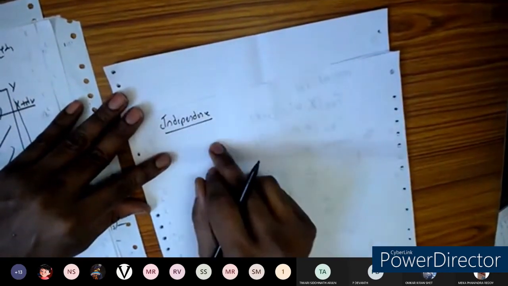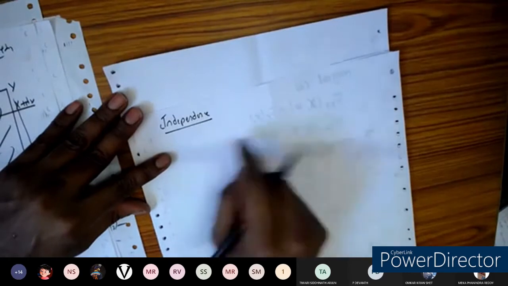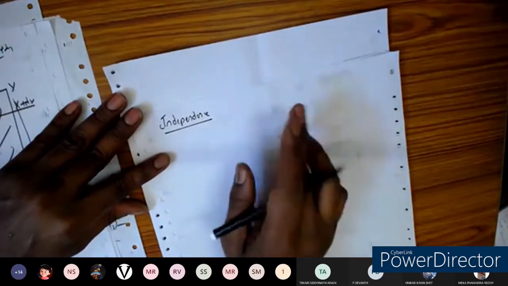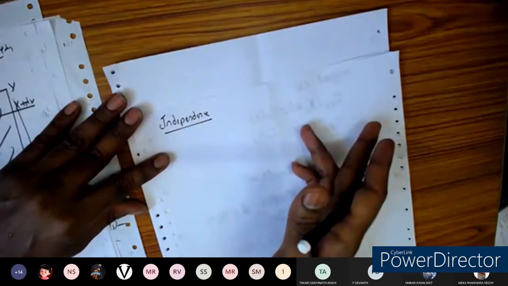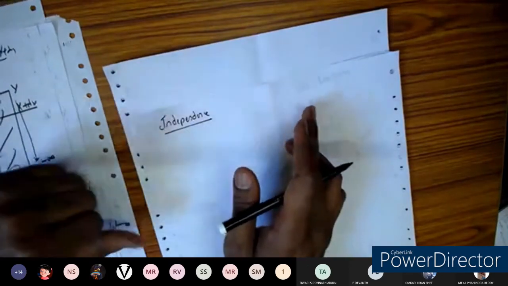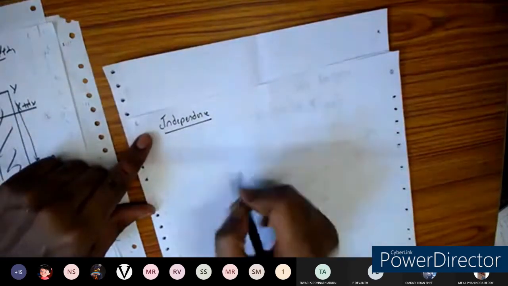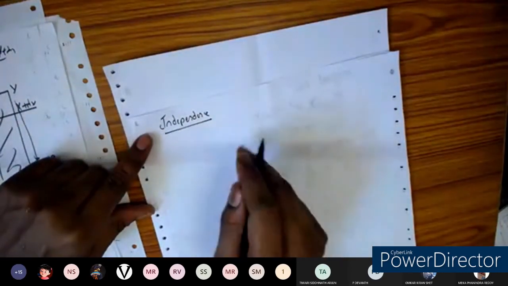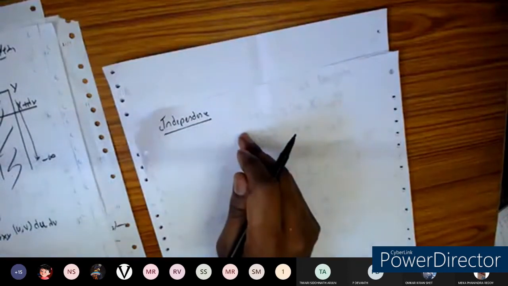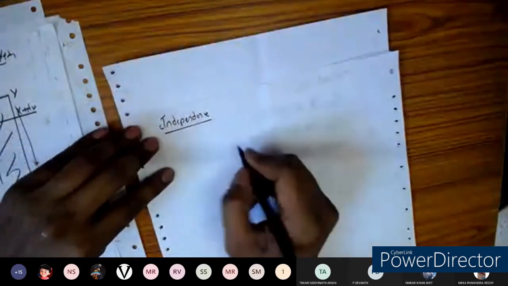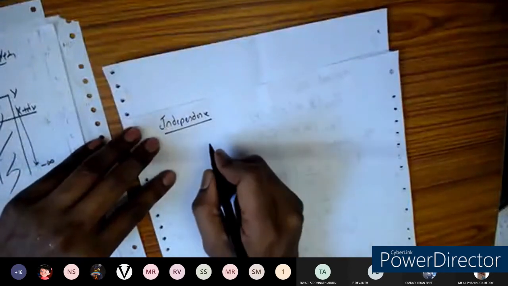And one more is mutually exclusive events. Mutually exclusive events means the two events cannot occur at a time. An example is the human eyes: we can't see in two different directions at a time. The other one is statistically independent events, which means the occurrence of one event does not depend on the occurrence of the other event.